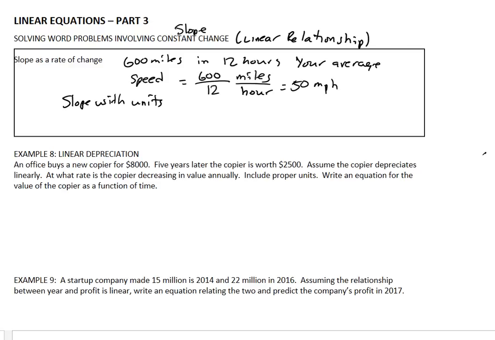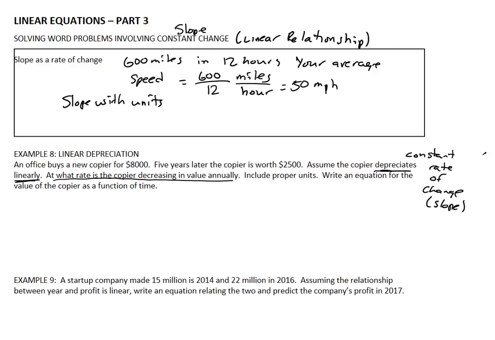Okay, first of all, it says depreciates linearly. Well, that means that it has a constant rate of change, and the slope of a line would be that constant rate of change. Now it says at what rate is the copier decreasing in value annually? So we assume that when it starts out at 8,000 and 5 years later is worth 2,500, it's losing the same amount of value each year.